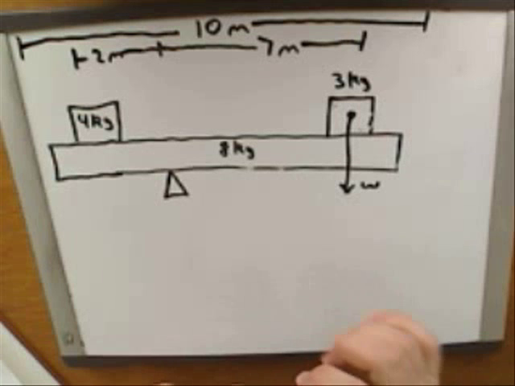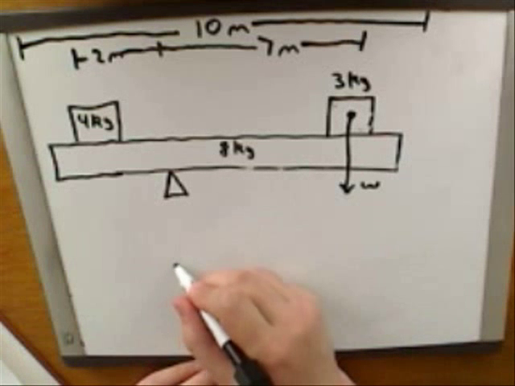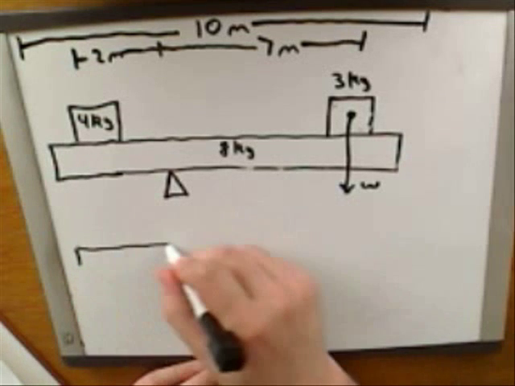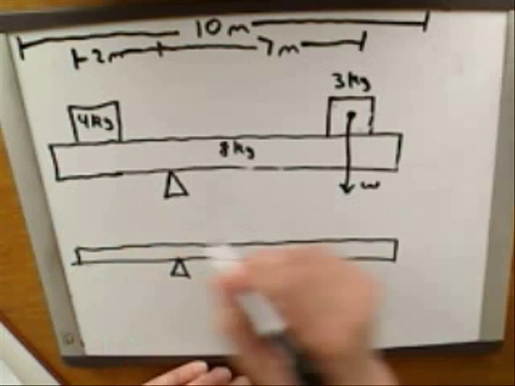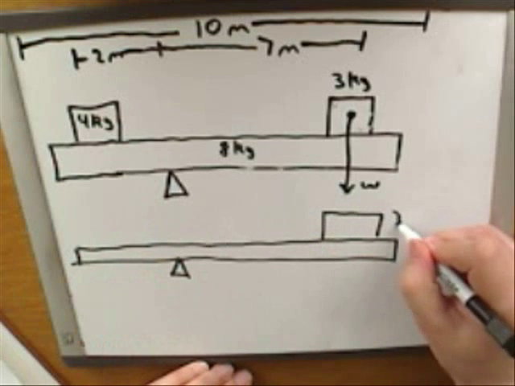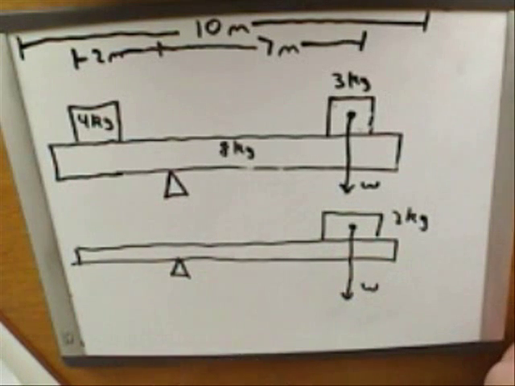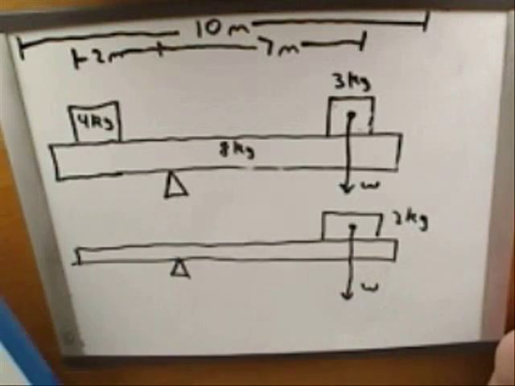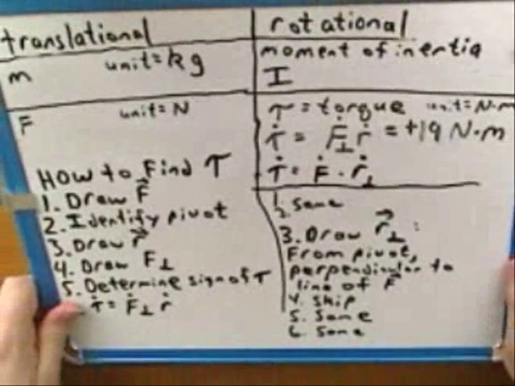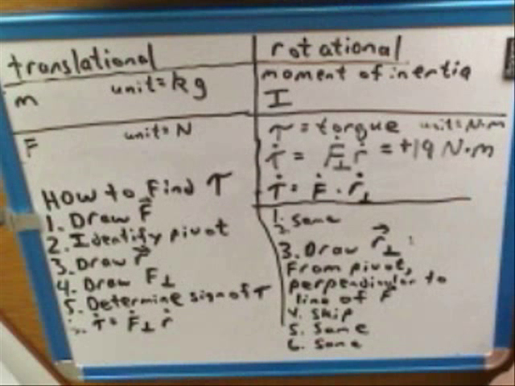I'm going to draw a whole new picture here. All right, here's the weight. So we've done step 1. We've identified that force. Ready to keep going? Okay. Now, what's our step 2? So our next step, identify the pivot. That's right.